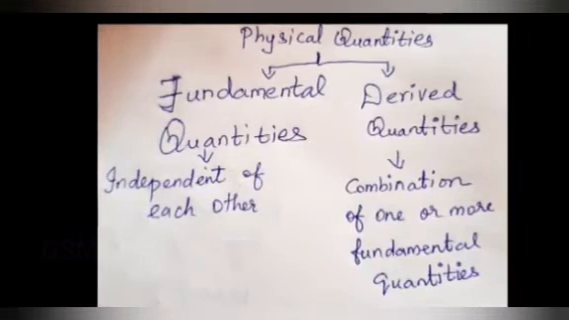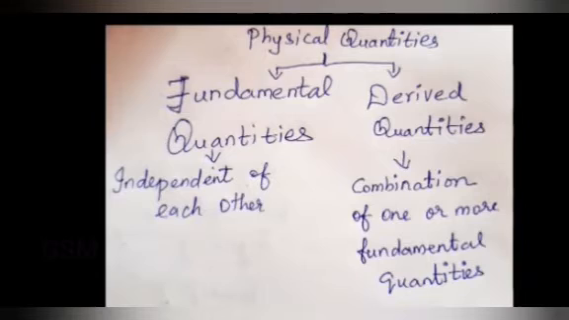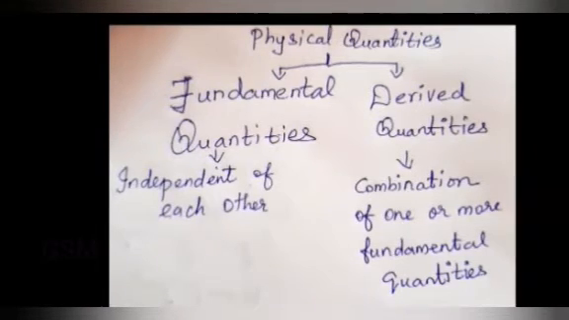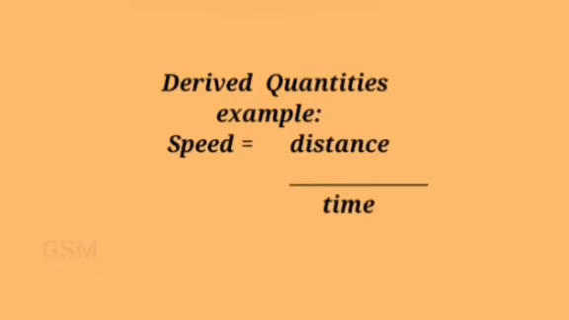So physical quantities are of two types. The first one is fundamental quantities and the other one is derived quantities, which means a combination of one or more fundamental quantities. For example, how do we calculate speed? Speed is calculated as the ratio of distance to time. Distance means the length of the path traveled, and time. So length and time are fundamental quantities. Derived quantities are derived from a combination of one or more fundamental quantities.